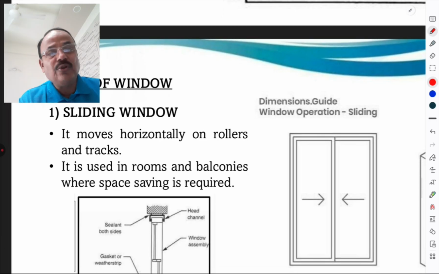Then types of windows. Sliding windows, same as that of sliding door. It moves horizontally on the rollers and track. It is used in the rooms and balconies where space saving is required.